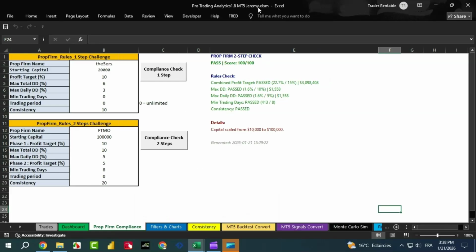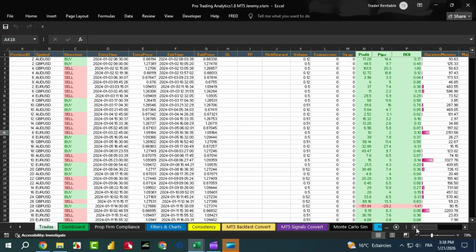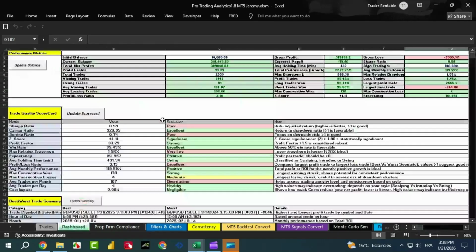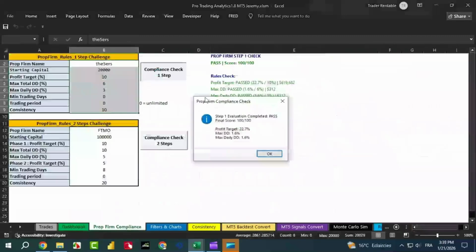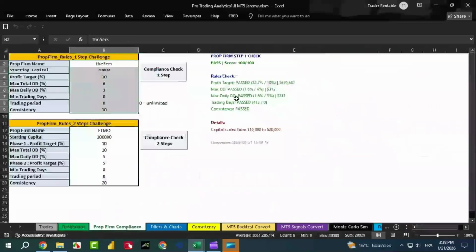Let's run another prop firm compliance check, but this time using the trading history of our client, Jeremy. We'll apply the same prop firm rules and see whether his strategy is able to pass both challenges. As we can see, he successfully passed the 5ers 1-step challenge, with all rules fully respected, including the consistency rule. A 10% consistency limit means that the best single trade must not exceed 10% of the total profit target.